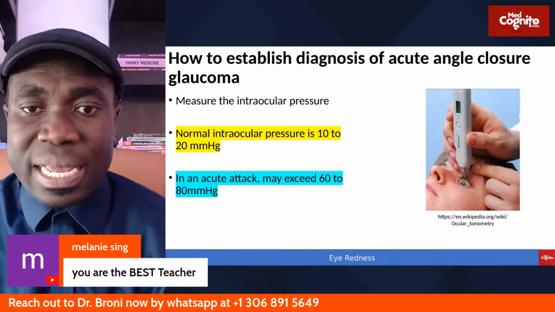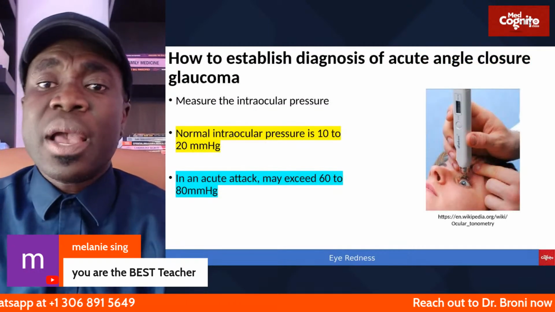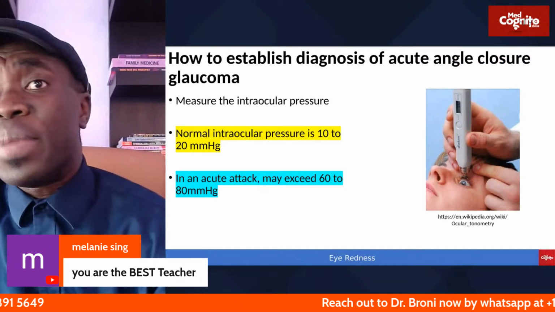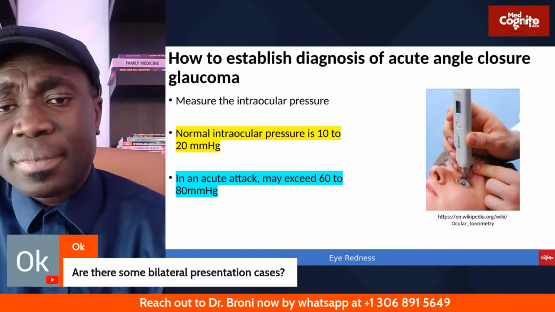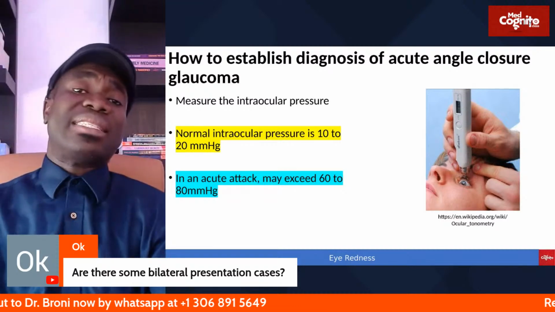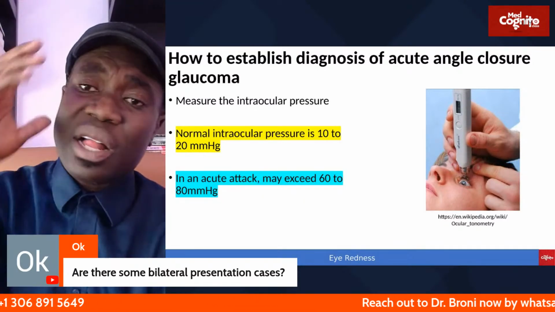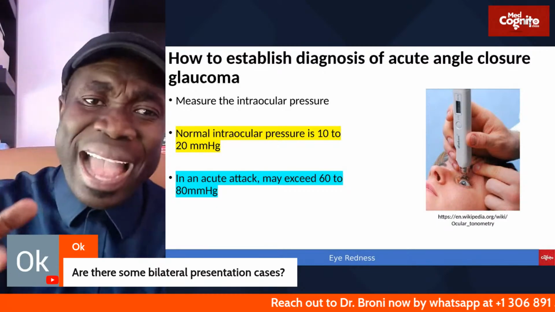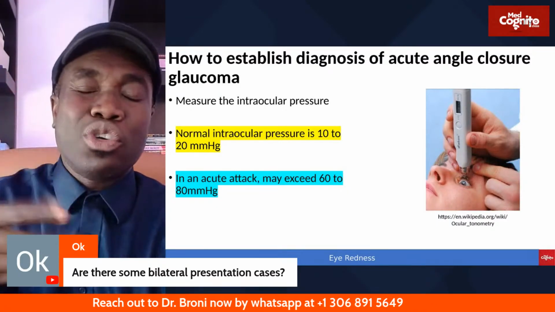And as I said, how do we diagnose it? By applying a tonometer to measure it. Someone is asking, are there some bilateral presentation cases? In medicine, you can never say never. However, unilateral painful eye visual loss is the most common.